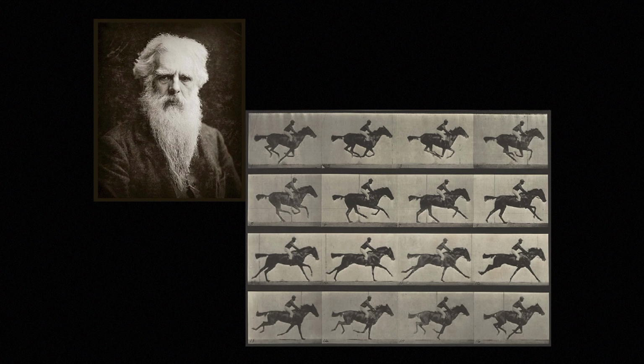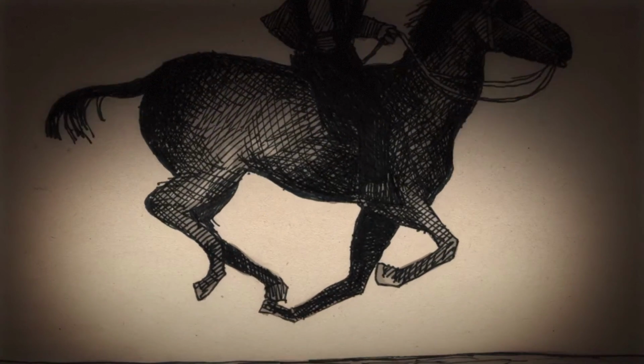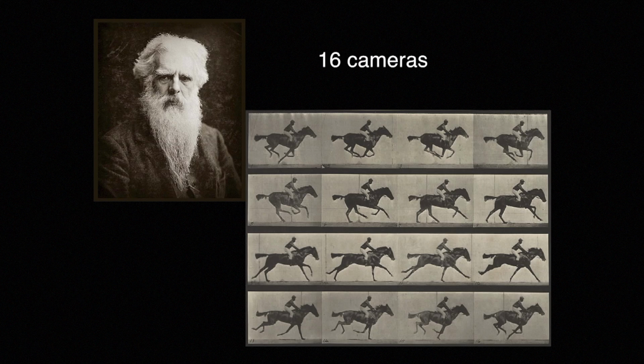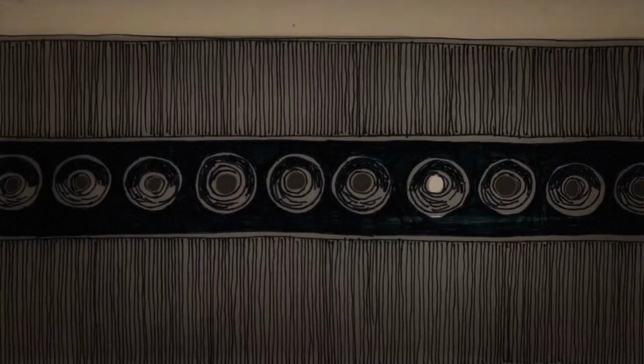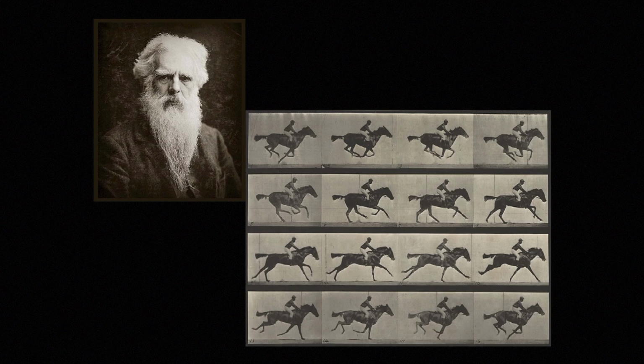If Muybridge was successful, Stanford would pay Muybridge $25,000. That's $600,000 in today's money. Now, it took Muybridge 2 years to get this done. He lined up 16 cameras to accomplish the feat, but he did it. Each camera took a photograph when the horse was in front of that particular camera.